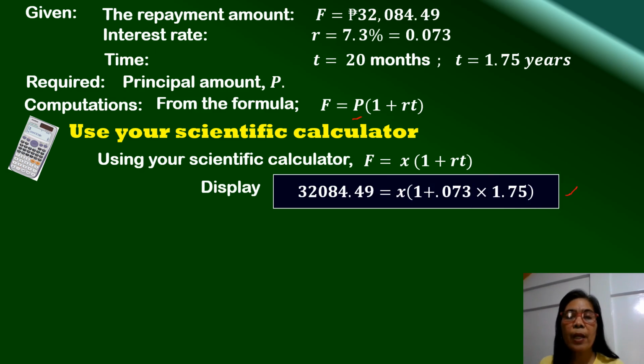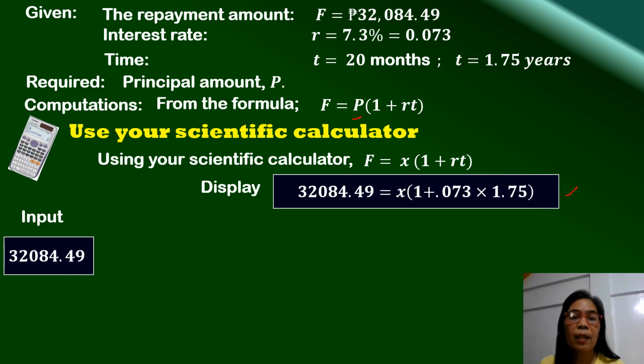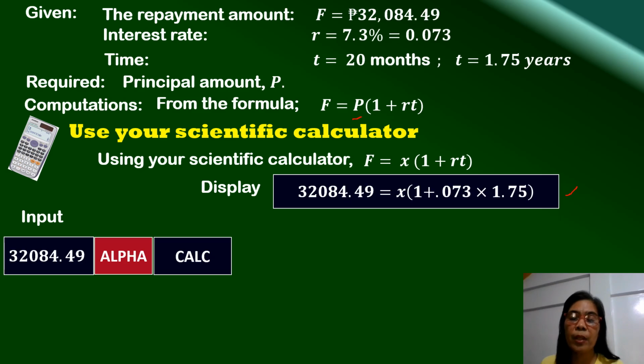So to have this display, you key in the following. Directly key in the number 32,084.49 without the comma, and then you will notice that the equal sign is a red function above the key calculate. So you press first alpha, then calculate. This will display the equal sign. And then the variable x is a red function above the close parenthesis symbol. So again, you press first alpha, then the close parenthesis, this will display the x.